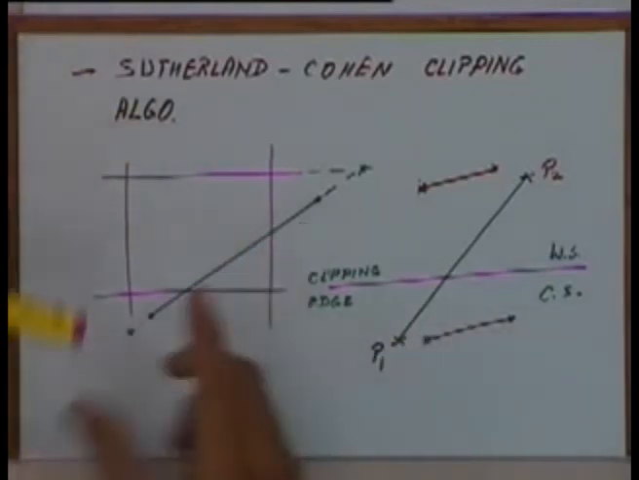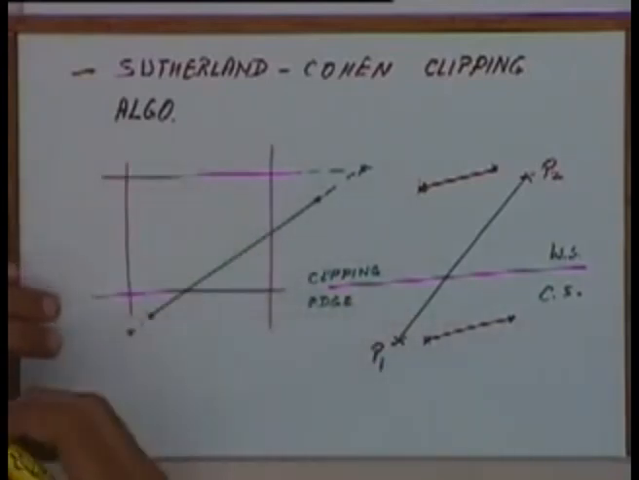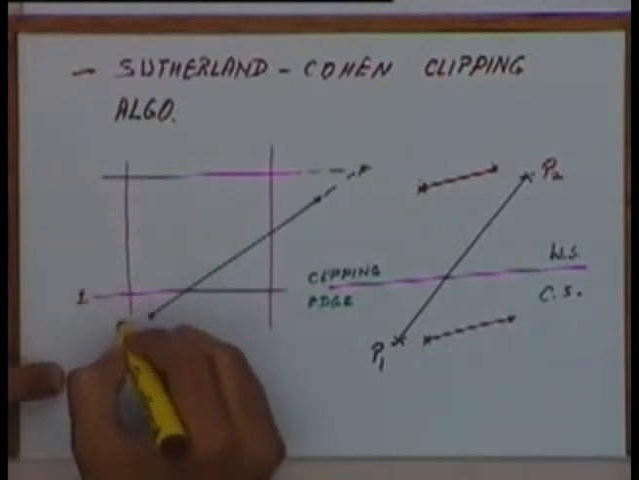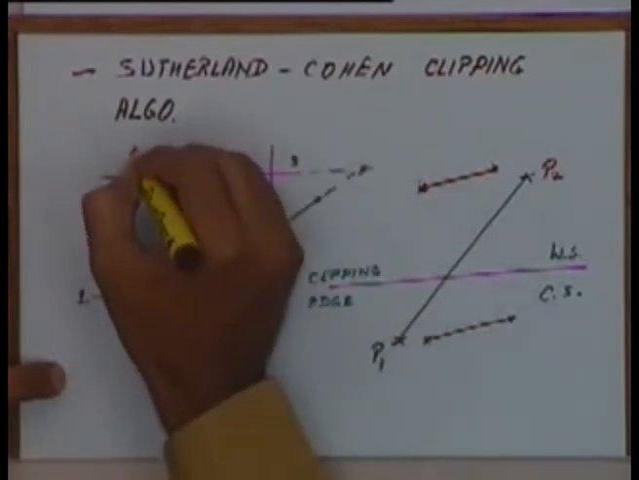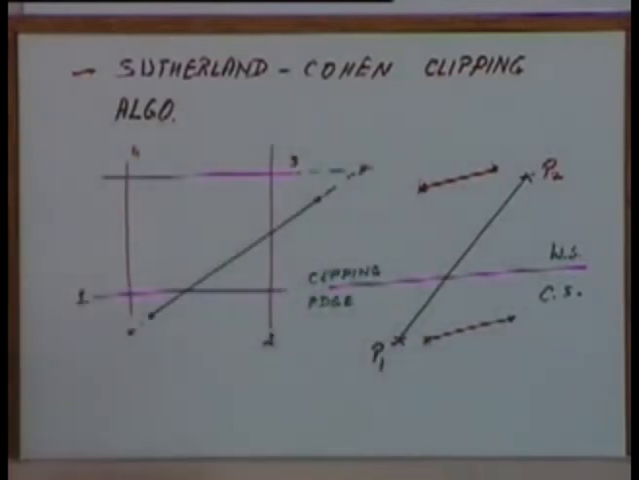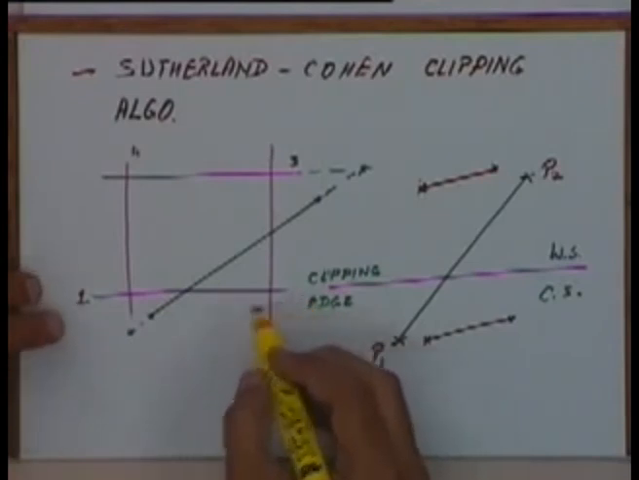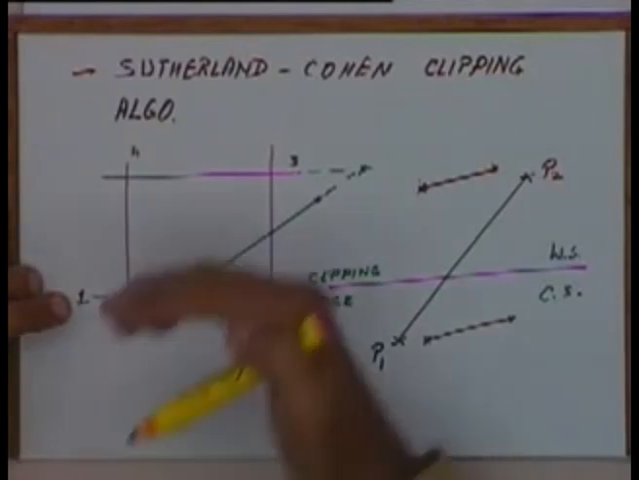So in the Sutherland-Cohen clipping algorithm, we will perform clipping with respect to each edge separately. Let us say this is my edge number 1, this is my edge number 2, this is my edge number 3, and this is my edge number 4. I will first perform clipping with respect to edge number 1, and I will check whether both the endpoints are on the correct side or both of them are on the wrong side.